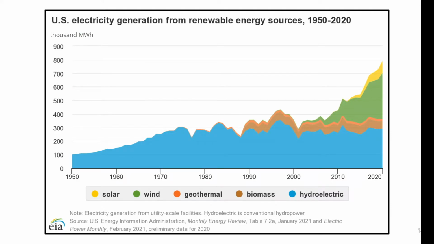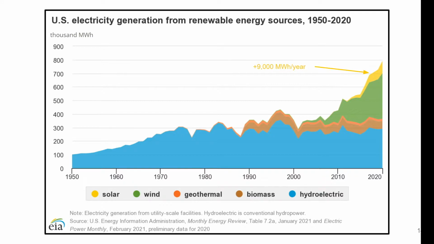Speaking of these renewable resources, what I have plotted here is the U.S. renewable generation since 1950. You can see that for the most part, we've got a lot of power from hydroelectric generation, so that's dams releasing water to generate electricity. More recently, especially since 2010, we have had large growths in solar and wind generation. Solar since 2010 has added around 9,000 megawatt hours per year, and similarly, wind is at around 24,000 megawatt hours per year, again since 2010.